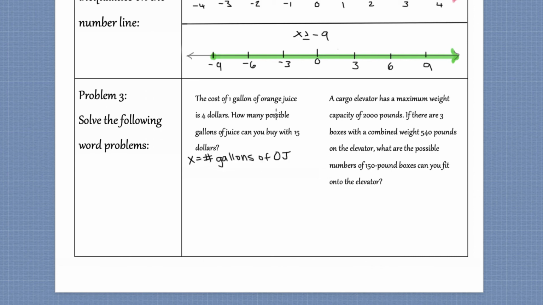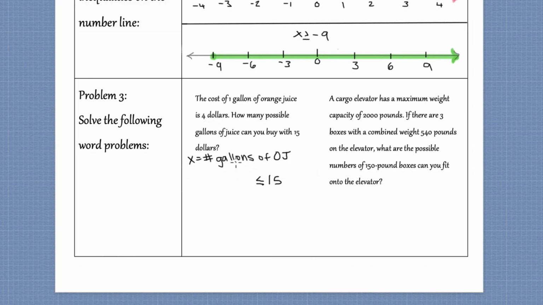With this, what we're going to want to do next is set up an inequality to show the possible solutions to this problem. It says that 1 gallon of orange juice is $4 and you have $15. Since you only have $15, the amount of money that you spend on orange juice has to be less than or equal to exactly $15. It can't go over $15. And so we have half of our inequality right here.